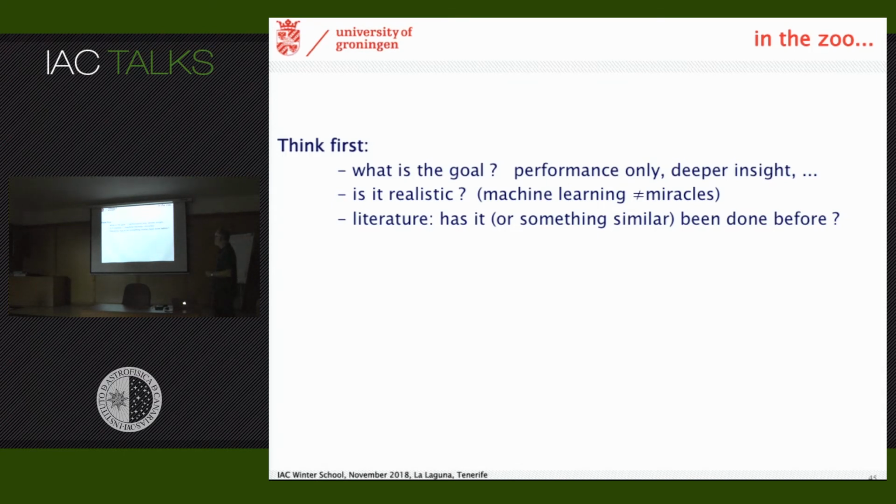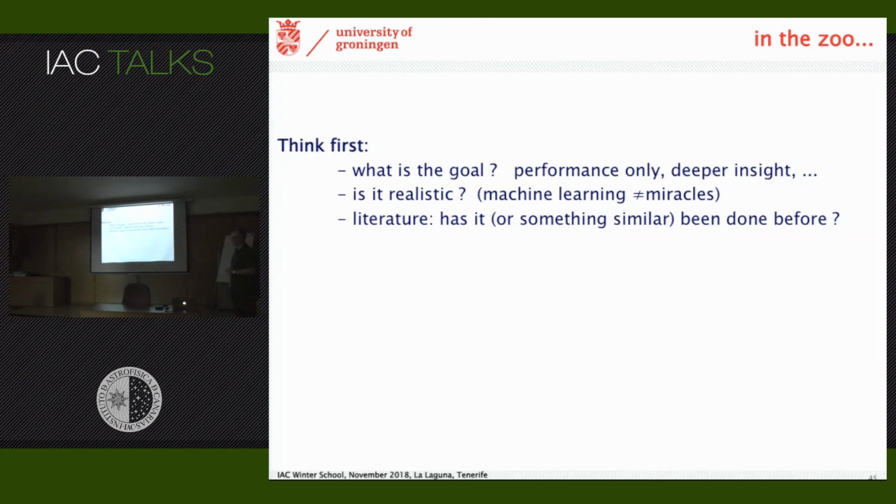So think first. What is the goal? Is it only performance? Do I want to distinguish cats from dogs with 100% accuracy? Okay, fine. That's a valid goal. But maybe I want to obtain deeper insight into the data. I want to understand underlying mechanism. Is it realistic to apply machine learning to this? If you have 5 samples of 20,000 gene expressions, can you infer anything from that? Probably not. Right? Machine learning is not miracles.